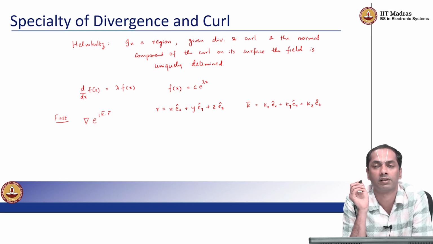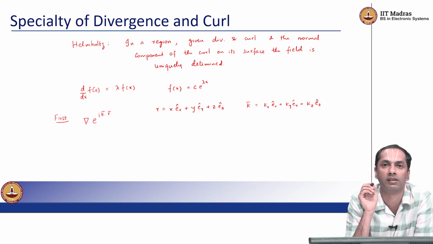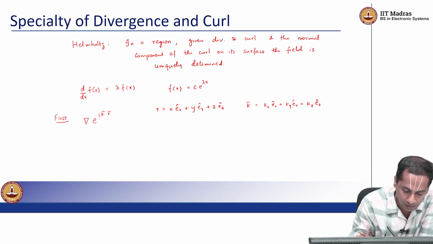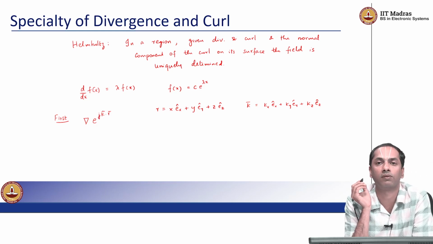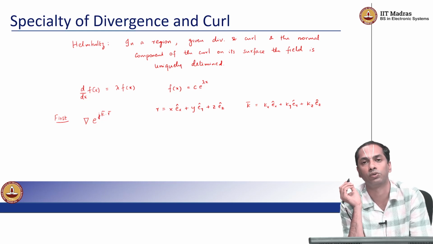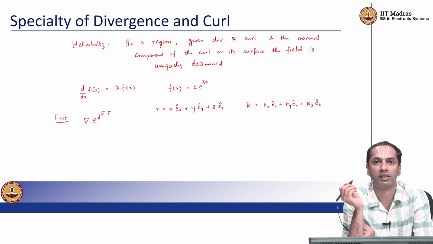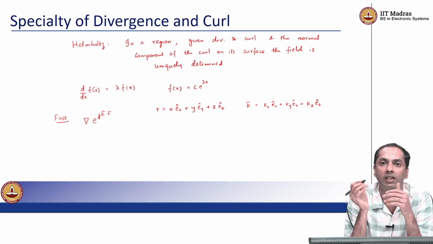It is just kx x plus ky y plus kz z, and e to the j times that is a scalar. So it is a scalar field, e to the j k dot r. Here j stands for the square root of minus 1. The reason to take j is that I am looking at oscillatory functions.